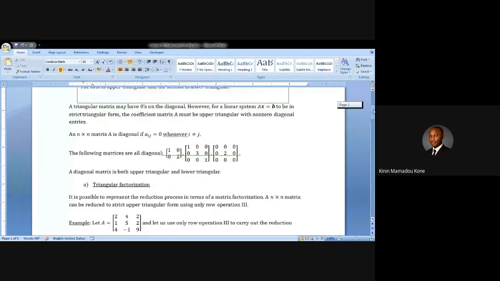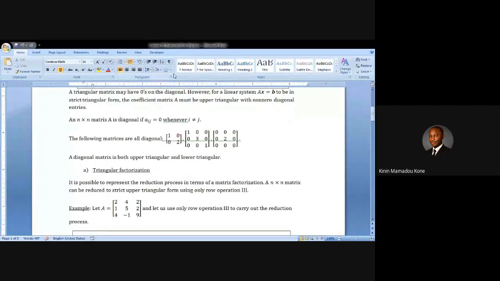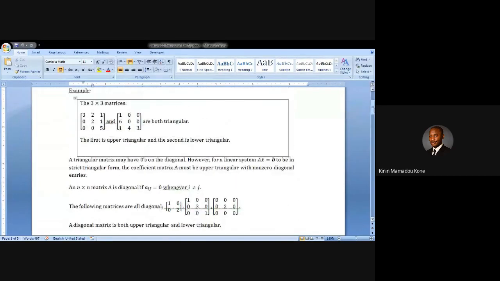Now a triangular matrix may have zeros in the diagonal, just like in here. Here we had a 0 in the diagonal. However, for a linear system Ax equals b to be in triangular form, the coefficient matrix A must be upper triangular with non-zero diagonal entries.